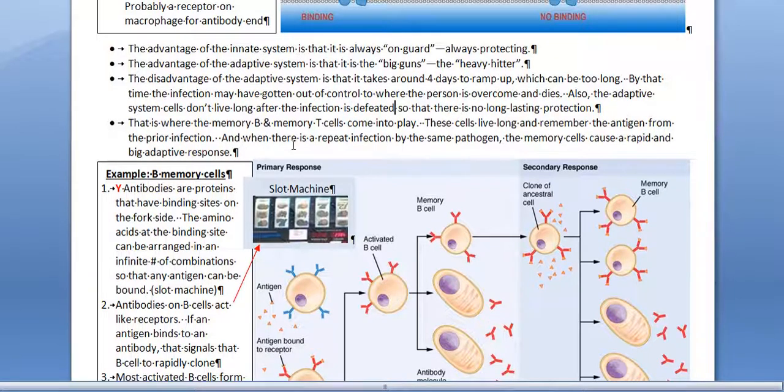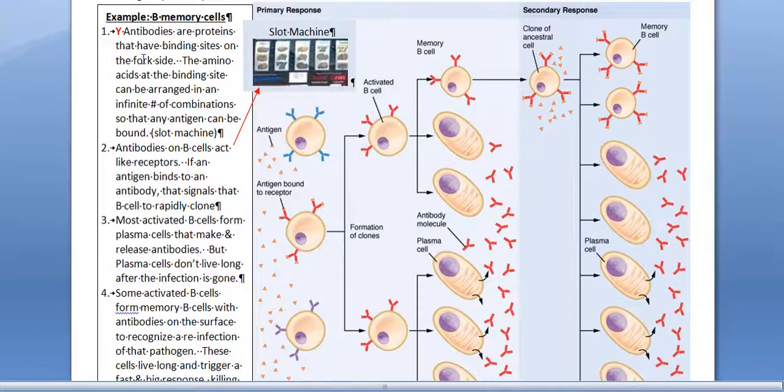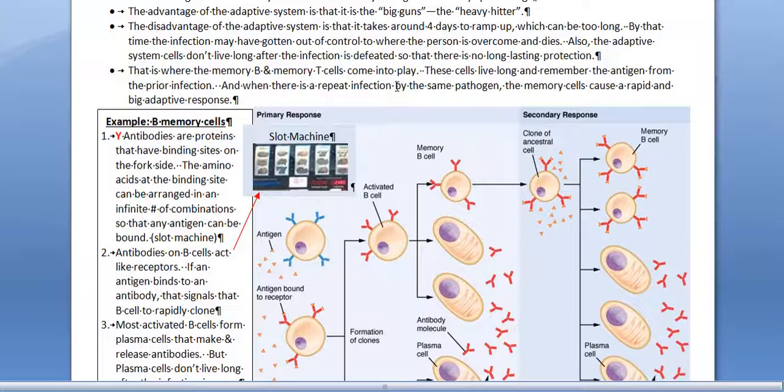And when there is a repeat infection by the same pathogen, the memory cells cause a rapid and big adaptive response, right? That nips it in the bud, whacks the infection before it can take root and cause any problem, and you're barely going to even notice that you had anything, okay? So I want to give you an example of B cells. Remember, B goes with antibody, so these are the guys that make antibodies, right? So I'll try to explain this whole thing with memory B cells.